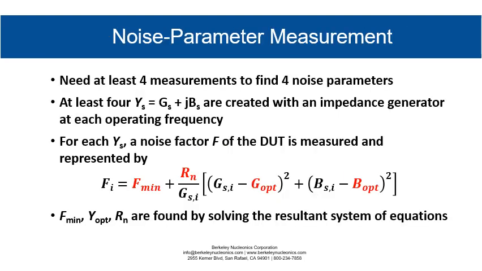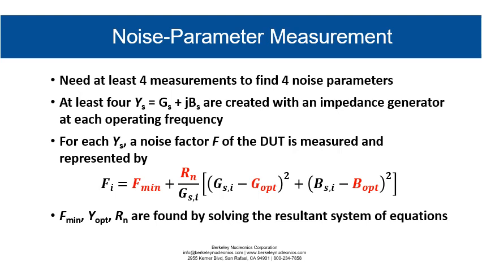To find the four unknown noise parameters, we need at least four measurements at each frequency. A way of creating four measurements is by modifying the source admittance and measuring the noise factors. These give us a way to find the unknown noise parameters that are highlighted in the red equations on this slide. For cryogenic LNAs, these measurements have to be performed at cryogenic temperatures.